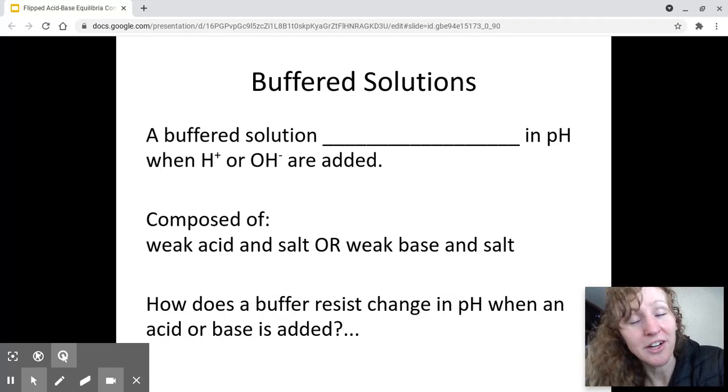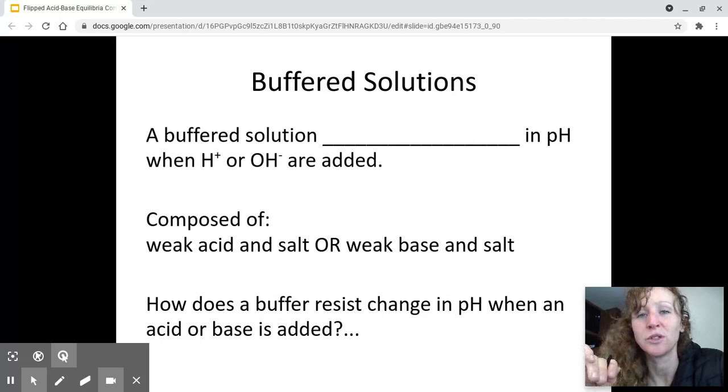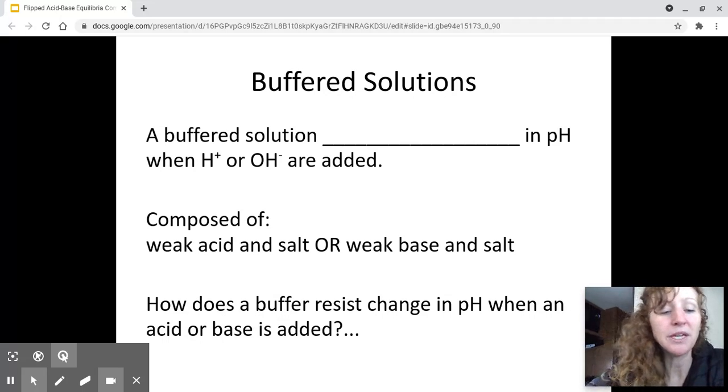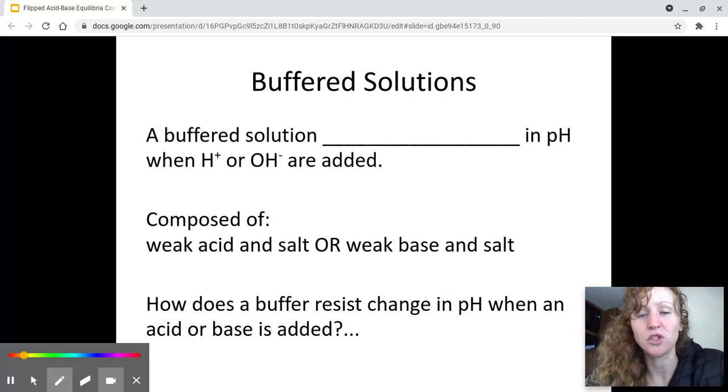We would perish. And so our blood is buffered. Our blood does something really cool where it can actually absorb acids. It can also absorb bases without really changing pH very much. It'll result in really minuscule changes in pH, but we can survive minuscule changes in pH. We just can't survive spikes. So this is what buffered solutions do. They resist a change in pH.